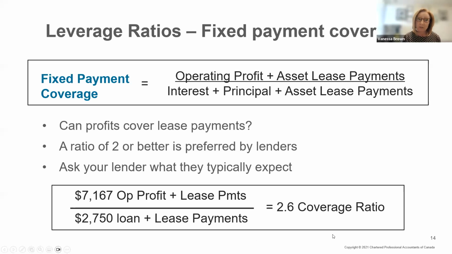And so numerically, if we had $7,167 of operating profit, and we add back the lease payments, and we have a $2,750 loan, and we add back lease payments, we end up with a 2.6 coverage ratio, which is better than this 2. That's the usual standard. But again, it depends on the industry you're in as to what that leverage ratio needs to be.